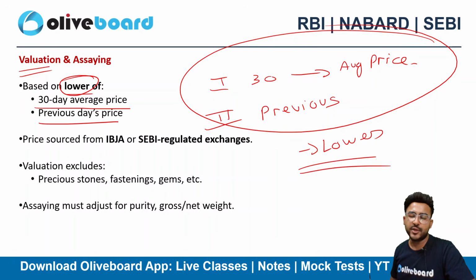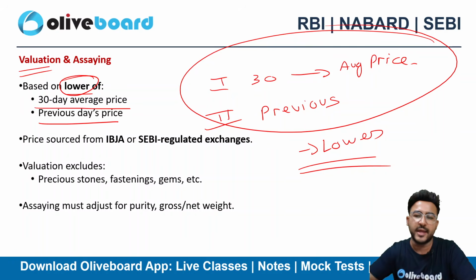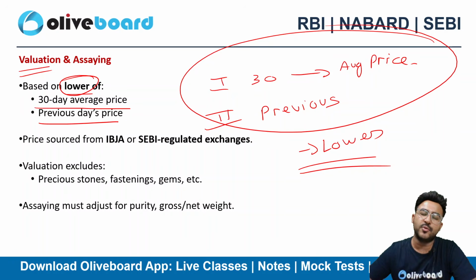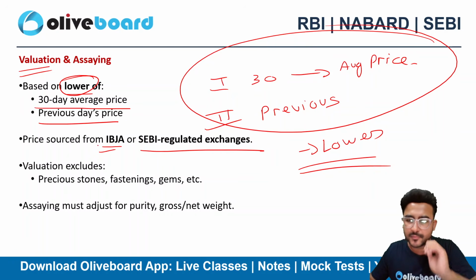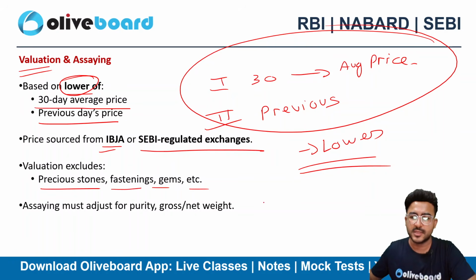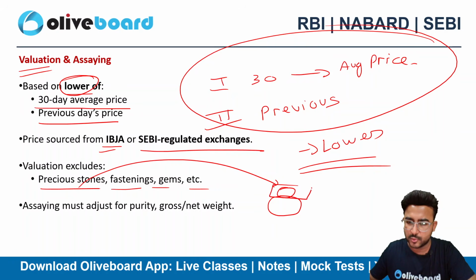So if you are going to the bank for availing a loan against your gold and silver, the valuation of that gold and silver will depend on the 30-day average price of that gold and silver or the previous day price, whichever is lower. And obviously many entities are publishing the gold and silver price, so you need to source it from an IRDAI or SEBI regulated entity, right? And obviously valuation will exclude precious stones, fastenings, gems, etc. Let's suppose in your gold ring there is a precious stone also attached, so obviously we will exclude the precious stone weight and only give you the loan on the effective gold, right?